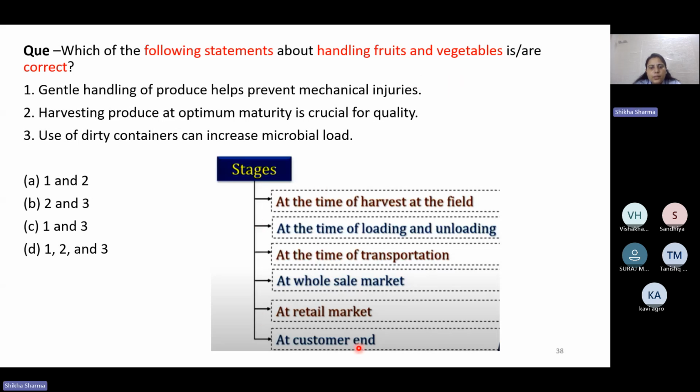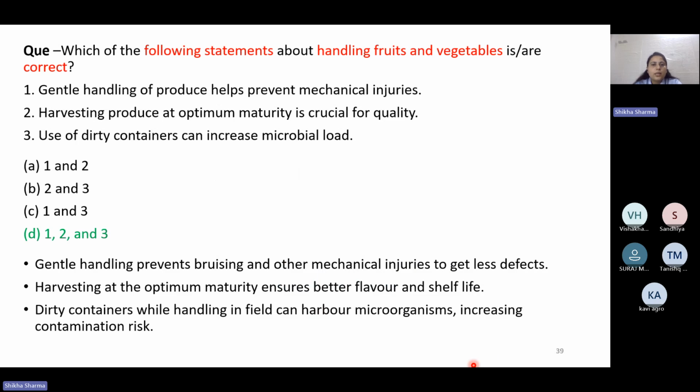We know that there are different stages of fruit handling: at the time of harvest in the field, at loading and unloading, during transportation, at the wholesale market, then the retail market, and finally at the consumer end. At all these stages we should have proper handling. Option D is correct: gentle handling prevents bruising and other mechanical injuries, so there will be fewer defects. So statement 1 is correct. And harvesting at optimum maturity ensures better flavor and shelf life. So this is also true.